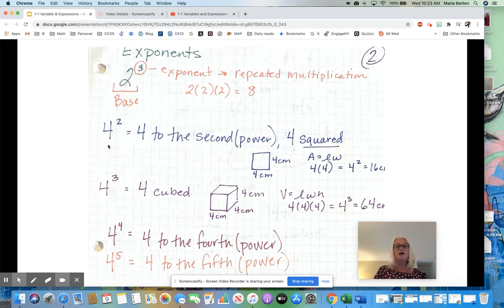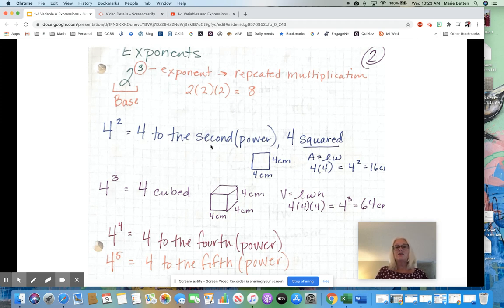To read this properly, you will not say big 4 little 2. Instead, you could say 4 to the second power or 4 squared. When you are given this, you would not say big 4 little 3. You would say 3 cubed.